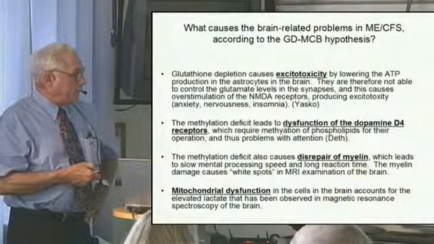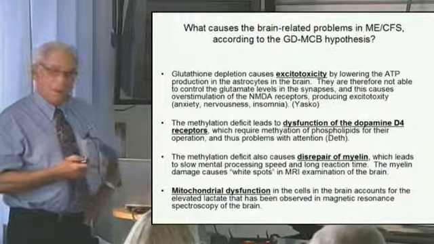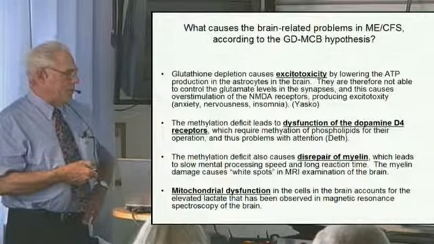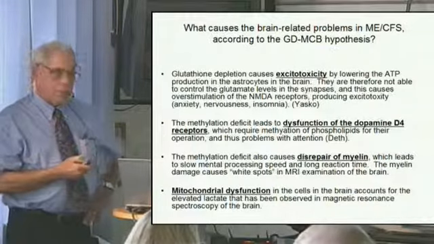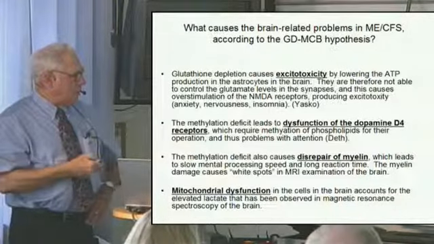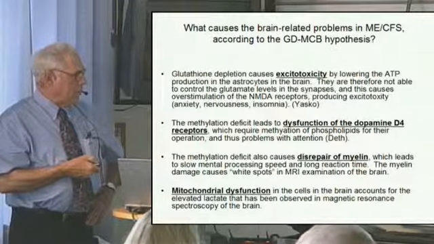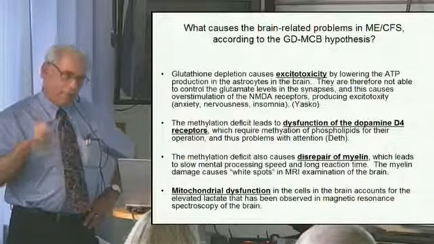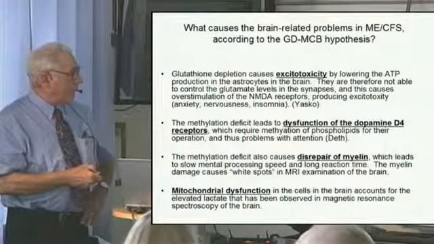Also, myelin. And we have some evidence that myelin is not in good repair in this disorder because of the low processing speed and the slow reaction time. And also in magnetic resonance imaging of the brain for many years, there have been these white spots in the white matter of the brain, and it looks like the reason for that is that this is damage to the myelin. The white matter is myelin in the brain, so I think that's what causes that.